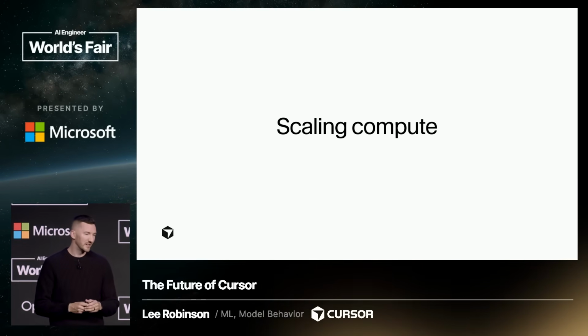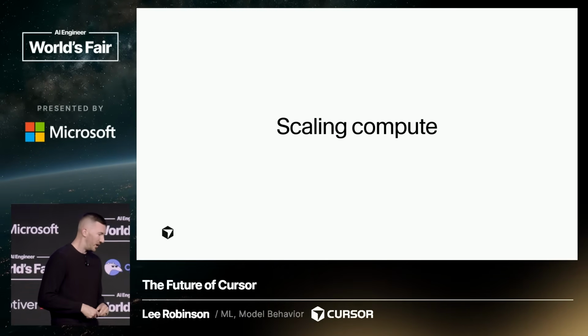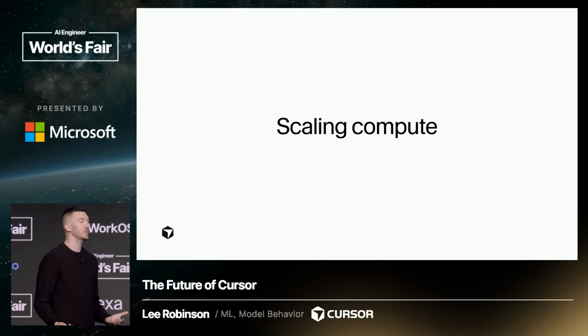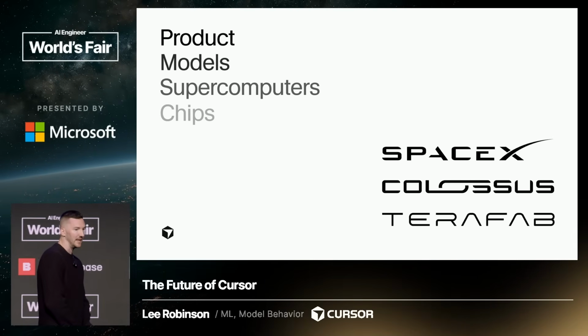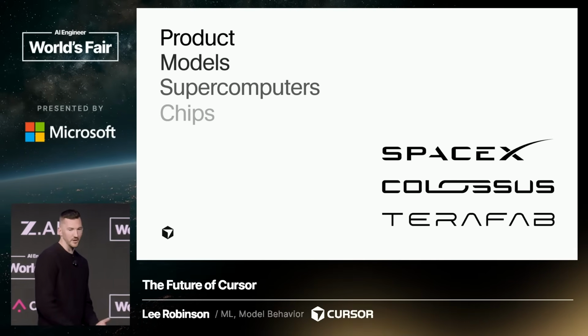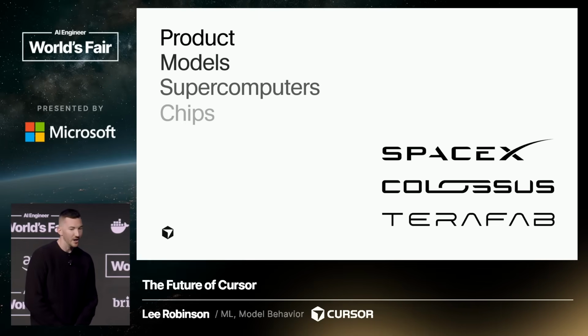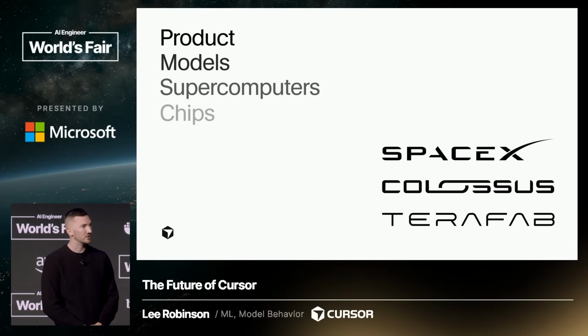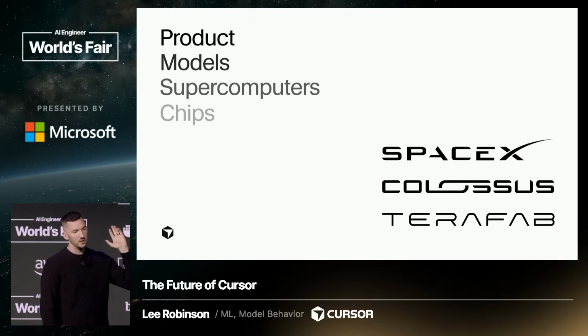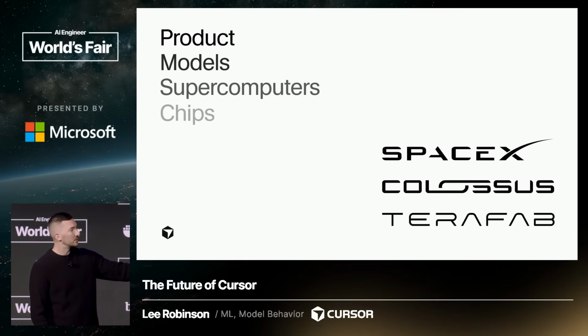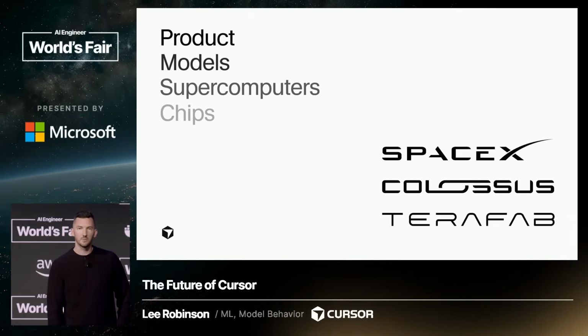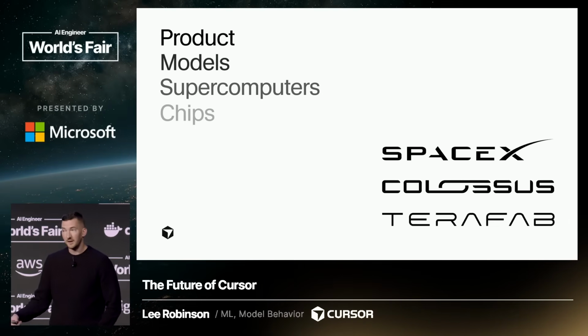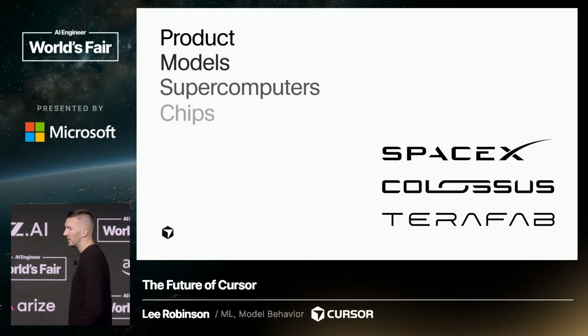Now, how we scale these loops, both the inner and outer loops, also comes down to scaling the amount of compute we have. We announced back in March that we are partnering with SpaceX to get access to a lot more compute, and this allows us to train very large models from scratch. Not only the product, but also the models, down to the supercomputers or the data centers where we're training these models with Colossus, and then increasingly to the chips as well with Terafab.